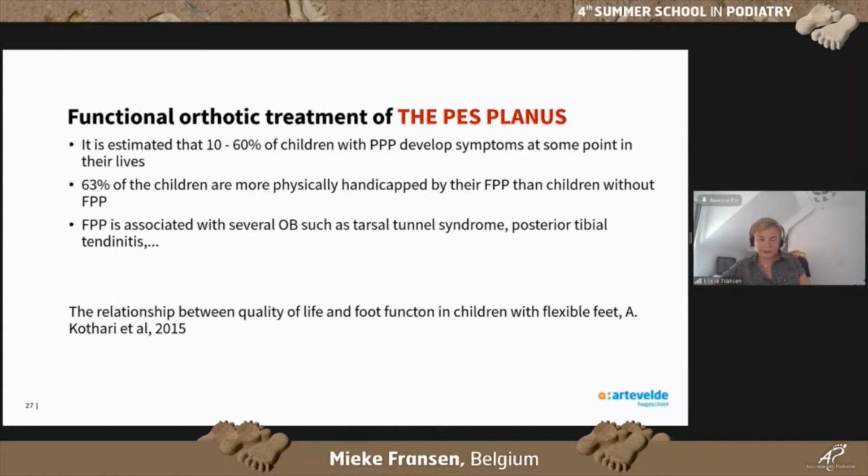In a study about the relationship between the quality of life and foot function in children with a flexible flat feet, it is estimated that 10 to 60% of children with a flexible flat foot will develop symptoms at some point in their lives. 63% of the children are more physically handicapped by their flat foot than children without a flat foot. And the flexible pes planus is associated with several overuse injuries, such as tarsal tunnel syndrome, posterior tibial tendinitis, etc.